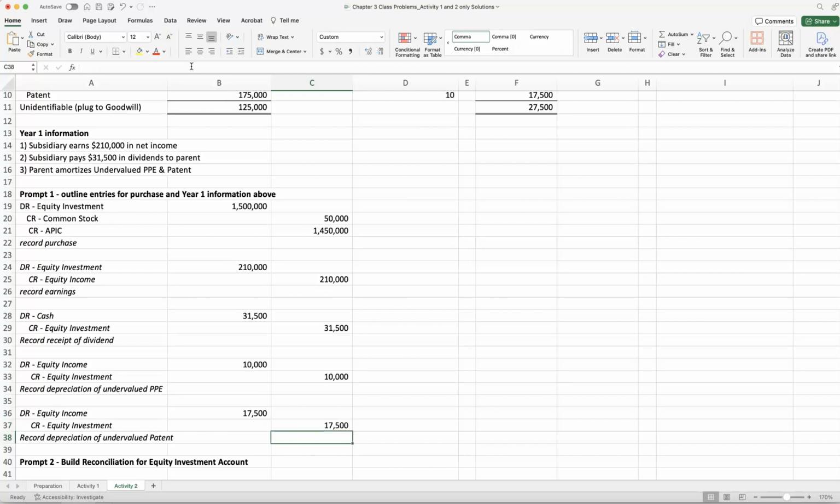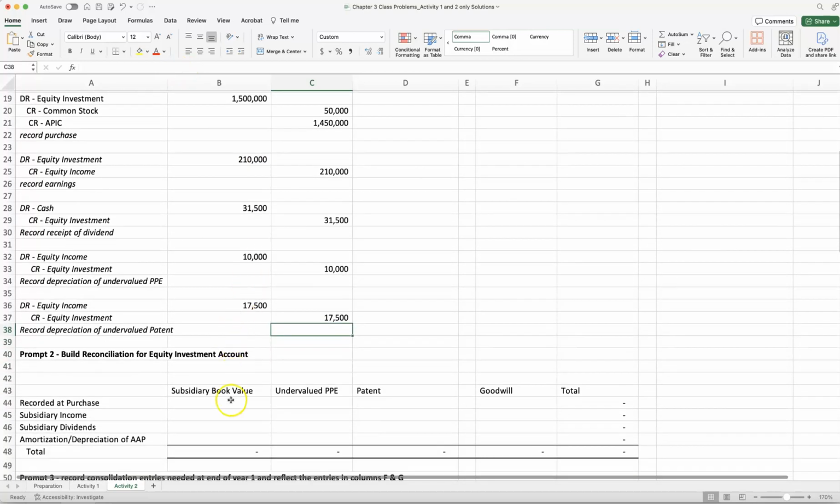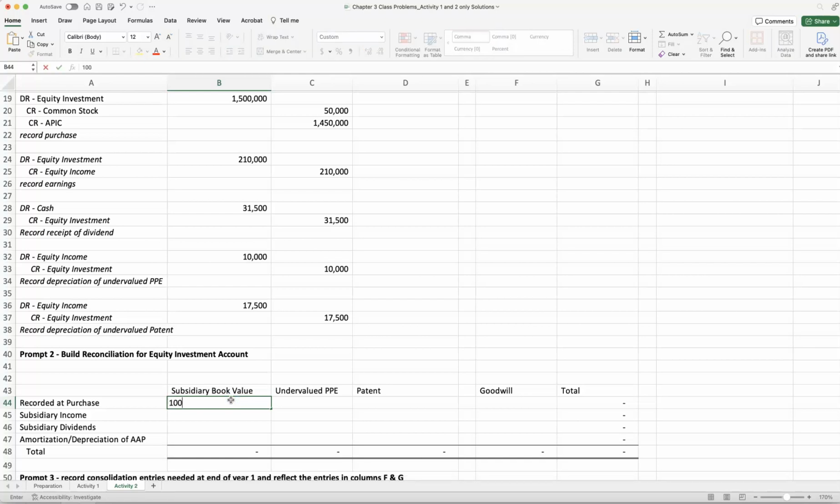All right, now I'm going to pause because remember, the key to consolidation is having a roadmap. And your roadmap is going to be this equity investment reconciliation. So I need to understand all the components. At purchase, we said that the subsidiary had a GAAP book value of $1 million, so I'm going to put that in my first line.